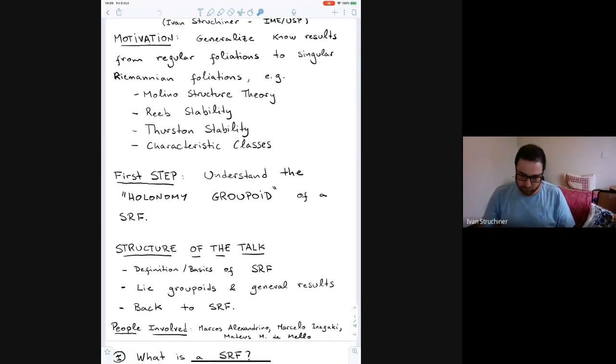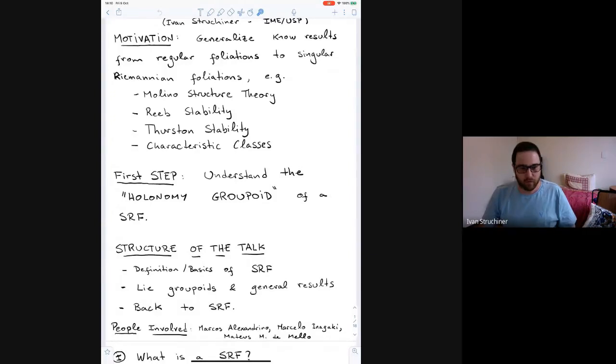So the structure of the talk is the following. I'm going to begin by telling you what a singular Riemannian foliation is. Then I'll tell you about Lie groupoids and some general results on Lie groupoids, so as to motivate why we care about getting a Lie groupoid for a foliation. And at the end, I'll go back to the case of singular Riemannian foliations and explain the work that we did.